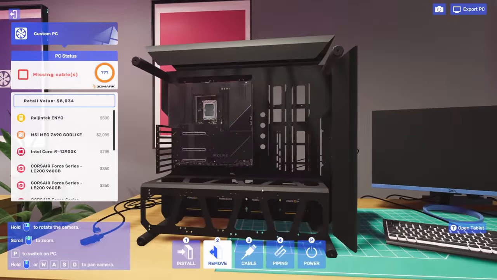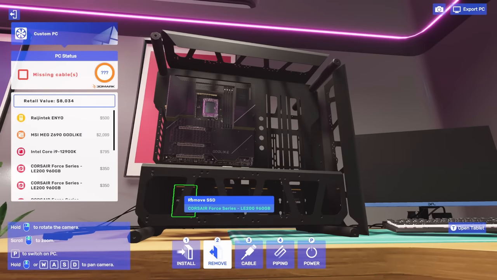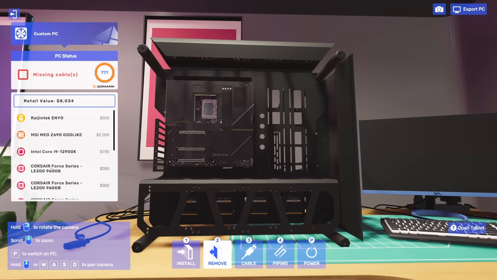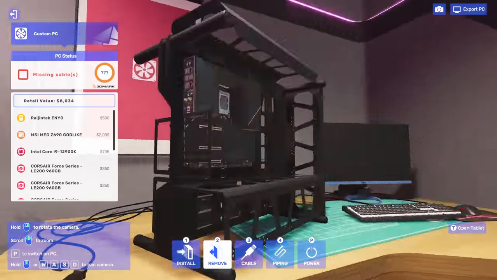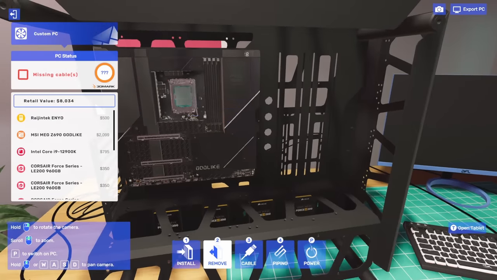So anyway, we've got our four Corsair M.2, or 2.5 inch SSD drives down here. They're $350 each. And so that's like, quick math, $1,400, something like that, I think. Yeah, $1,400 total just across those. We're up to $8,034 so far. Things are going well. Let's keep going on the motherboard here.